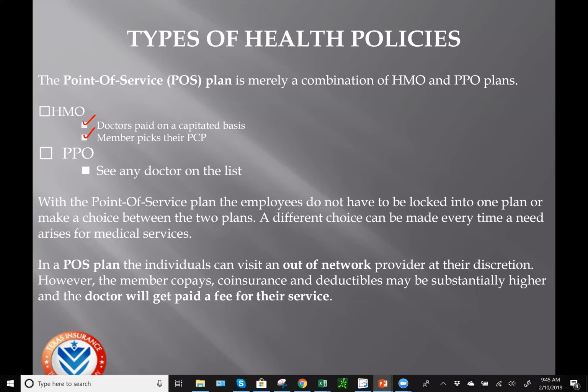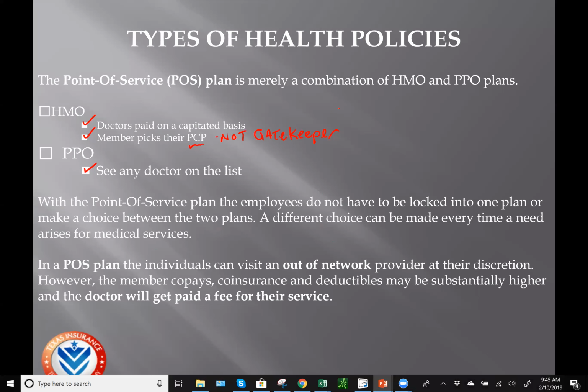Even though you have a primary care physician, you can go see any doctor on the list anytime the need arises for medical care. So your primary care physician is not considered to be a gatekeeper. They are just your primary care physician, but you do not have to get a referral to see another doctor on the list.